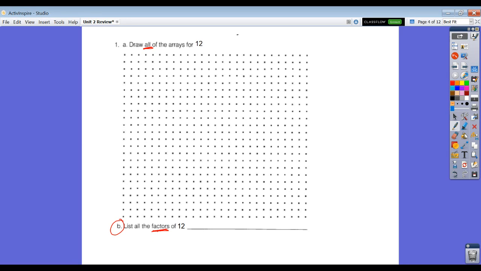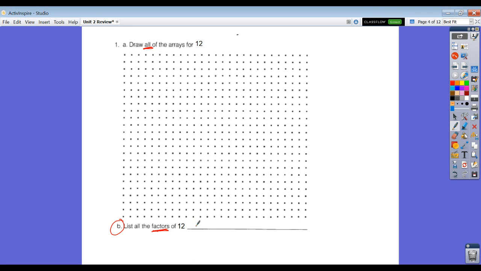Remember, the factors are the numbers being multiplied to equal a certain product. Whenever I hear factors, I'm going to think rainbow method. That will help me make sure I get every single factor, in this case, every single factor of 12. So let's get started with our rainbow method.